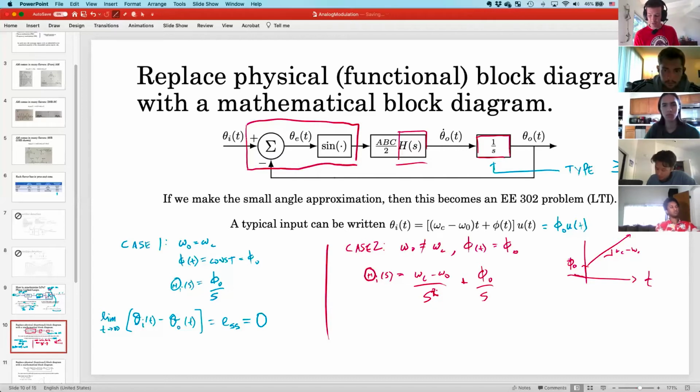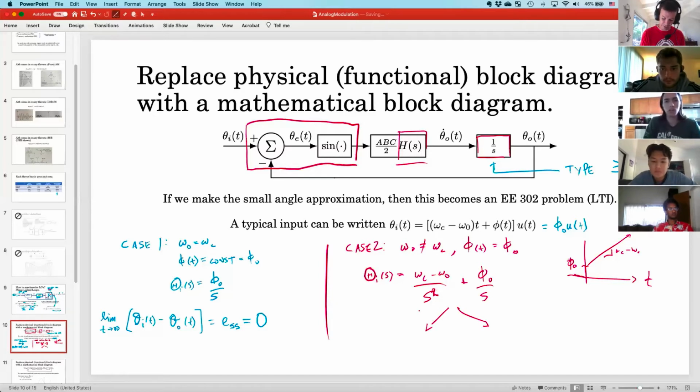Okay, and so if we have a type 1 system, but we present that system with a ramp input, we're going to get a finite but non-zero steady state error. If, however, we had a type 2 system, that is, if we included an integrator in the loop filter, then the steady state error, even in this case, would be 0. So this case bifurcates into 2 cases.